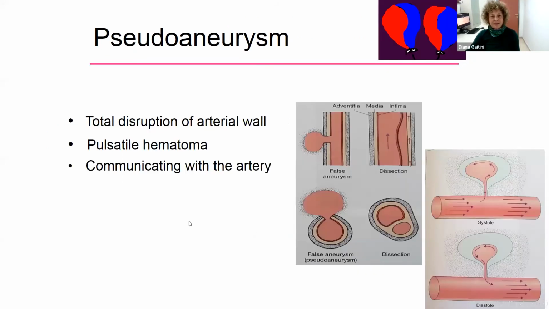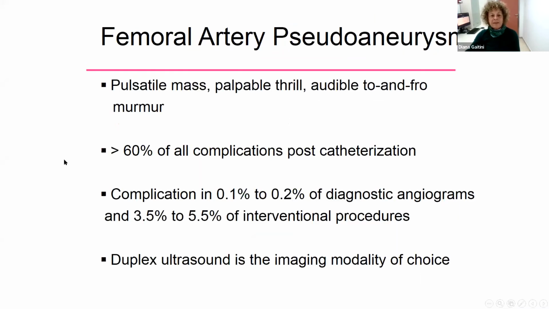And the other case that I want to present is the pseudoaneurysma. The pseudoaneurysma is a total disruption of the arterial wall with a pulsatile hematoma that is surrounded by the tissues and keeps communication with the artery. It appears as a pulsatile mass with a palpable thrill and audible to and fro murmur. It is more than 60% of all complications post-catheterization and appears in up to 5.5% of interventional procedures. Again, the duplex ultrasound is the imaging modality of choice.